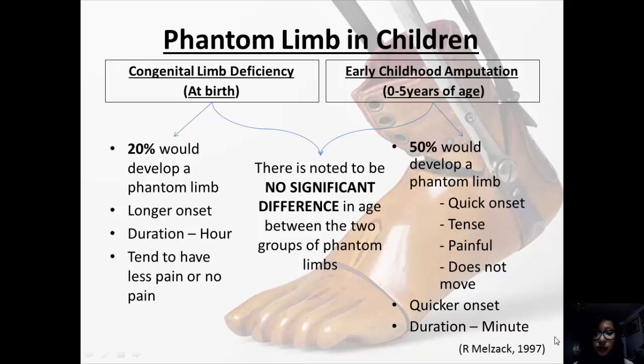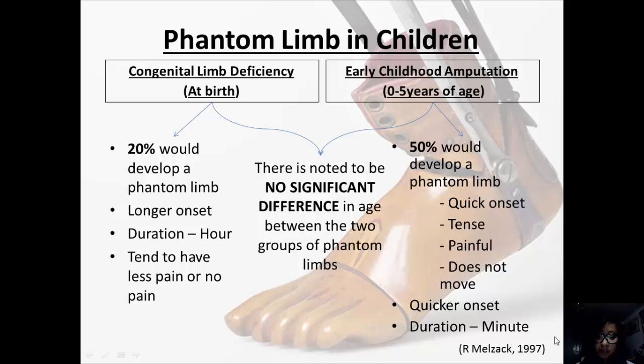It has been found across a number of different researchers that roughly 20% of children who are born with congenital limb deficiency develop a phantom limb. Children with early childhood amputations, on the other hand, are researched to develop a phantom limb in roughly 50% of those children. Between the two types of phantom limbs in children, there are a number of different responses.